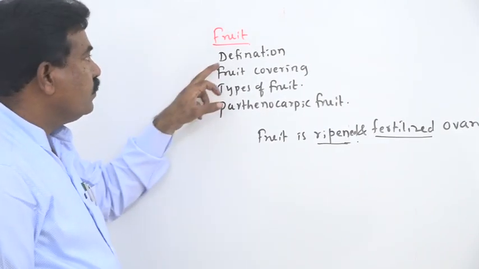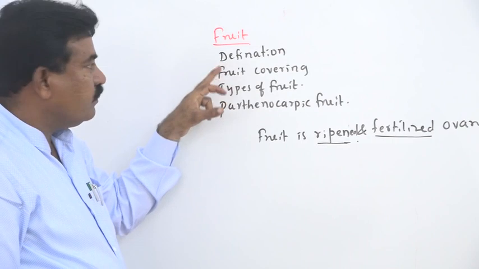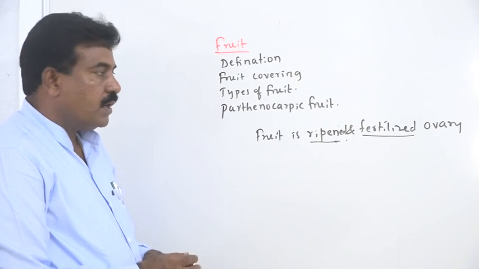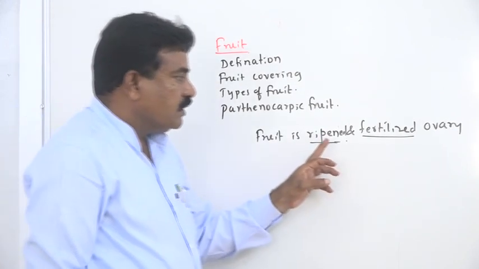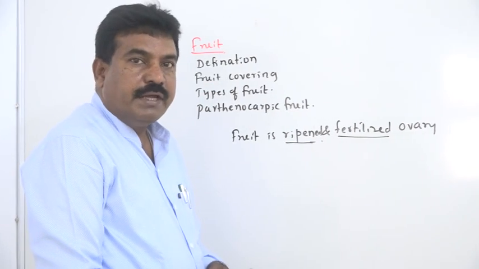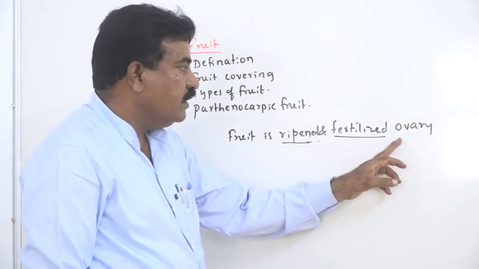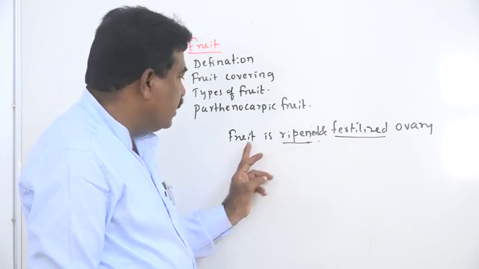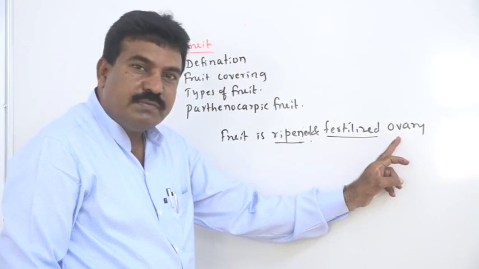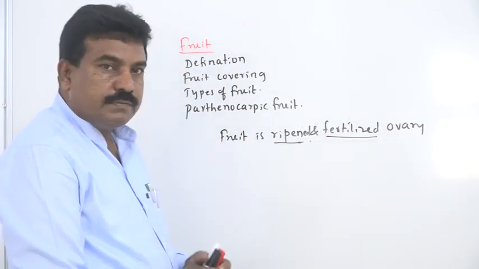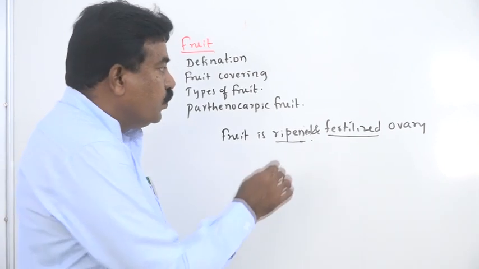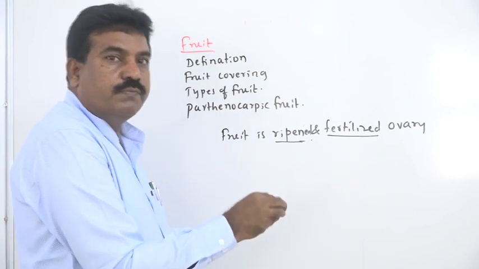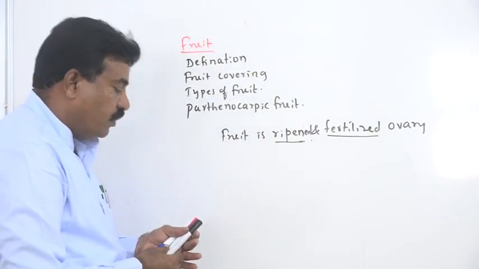Okay. One of the most important post-fertilization events is fruit formation. Therefore, with respect to fruit, we have to study the definition of fruit, fruit covering, types of fruit, and what we mean by parthenocarpic fruit. Fruit is a ripened and fertilized ovary. That means when the ovary undergoes fertilization, later it undergoes ripening and fruit is formed. In some cases, fruit is formed without fertilization, directly from the ovary.